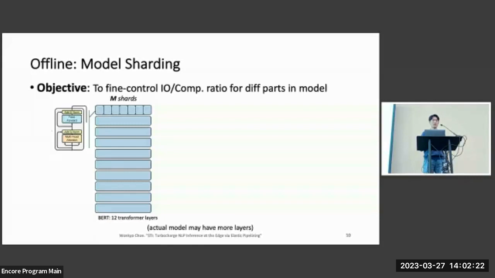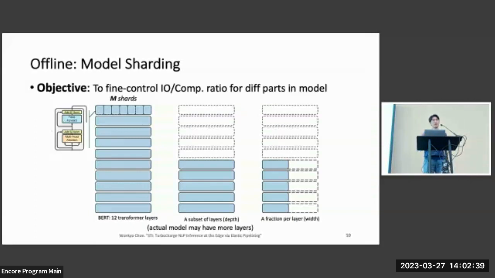So let's look at our technique first. Offline stage, model sharding. Our objective is to eliminate I/O and compute skewness and at the same time find a way to control the I/O and compute ratio. The figure below is an overview of model sharding. We leverage existing work by selecting a subset of the layers or using a fraction of the layer. Even though we use a partial part of the layer, we still can get a meaningful result.